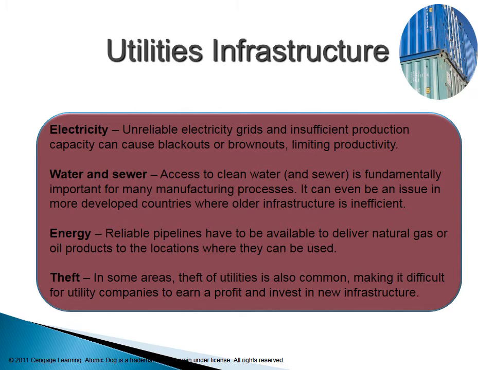The other utilities include electricity, water and sewer, and energy. Theft also matters: how much protection the government and administration can give to companies to prevent theft is important, because that has an impact on profit. If the port areas are not safe, or if the mail service is not safe, that affects the efficiency and the profit margin of the company.